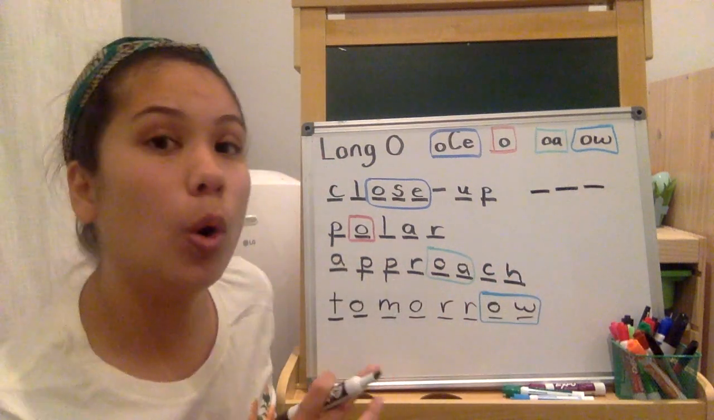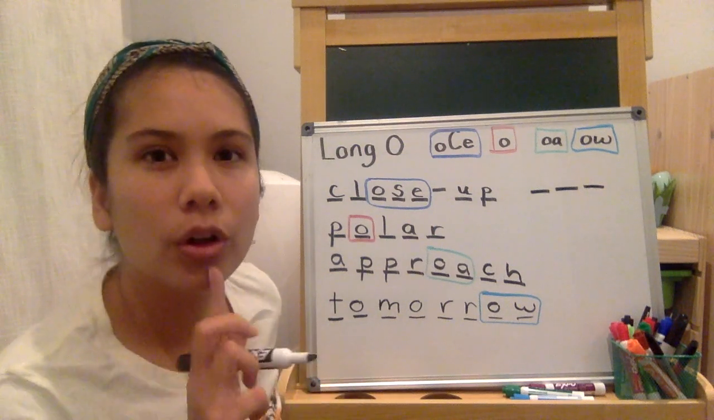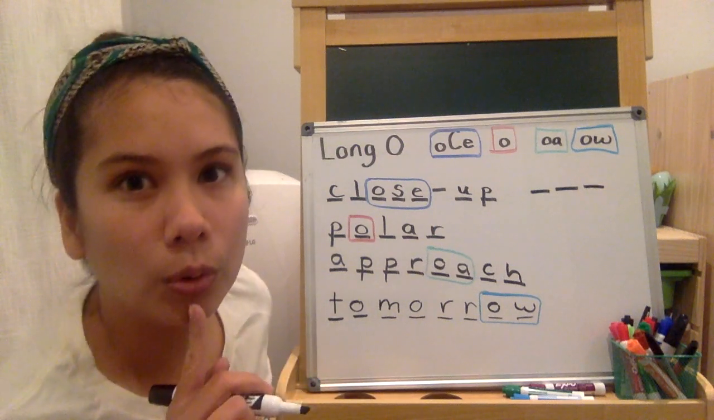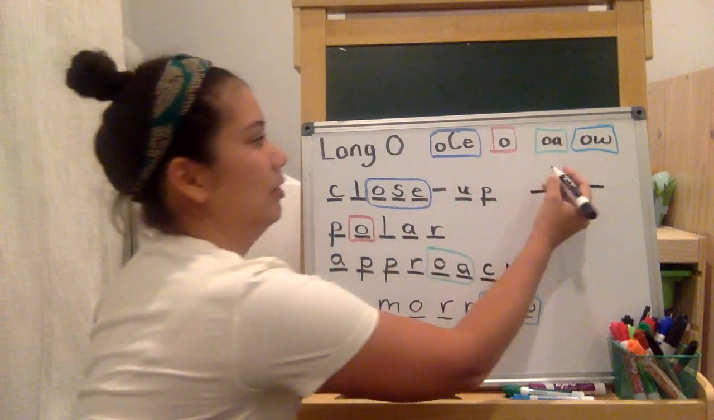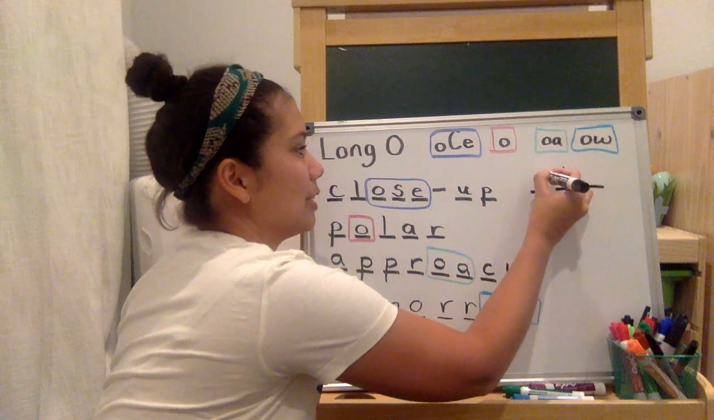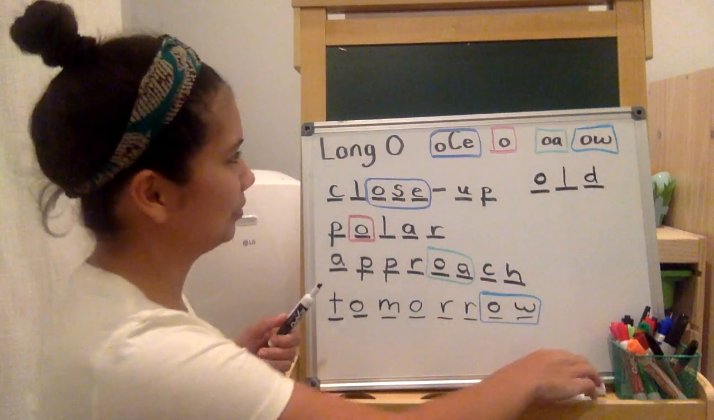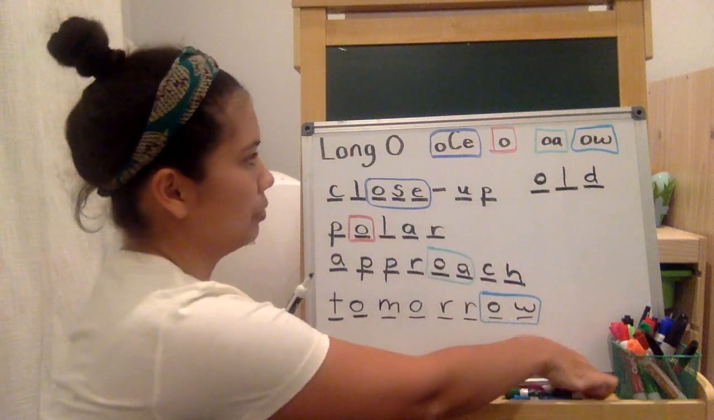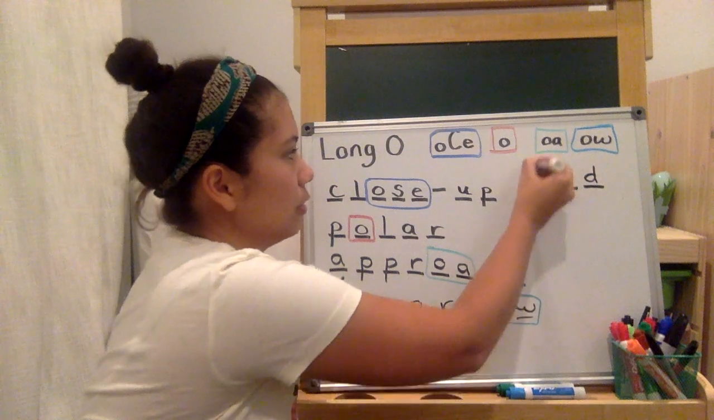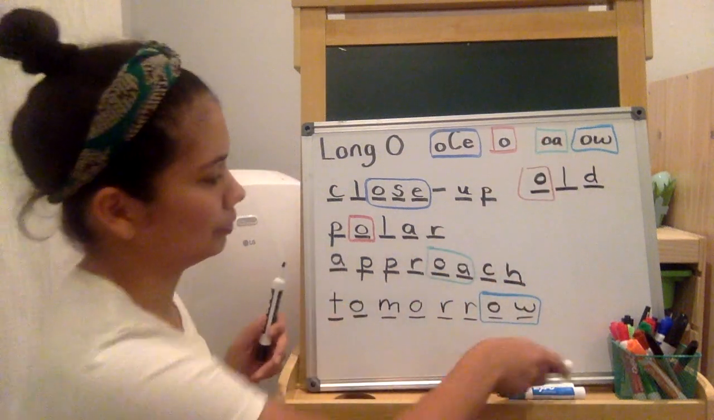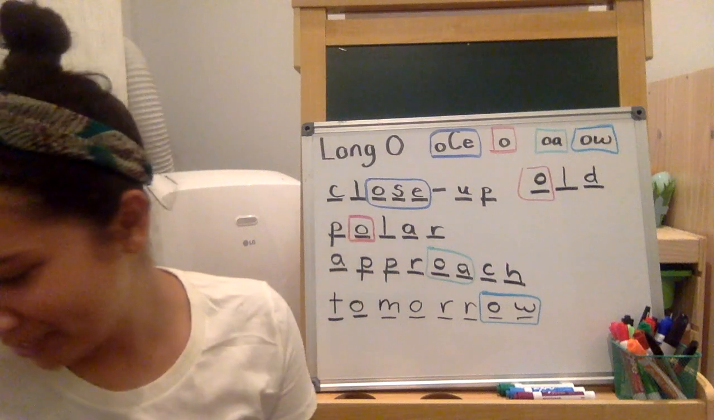The word is old. Do you hear the O? Old. O. Old. Go ahead and try it. Pause if you need time to think. That's supposed to be an O. Old. So we use just the O. Double check that you just use this kind of pattern for old. O-L-D. Are you ready for the next one?